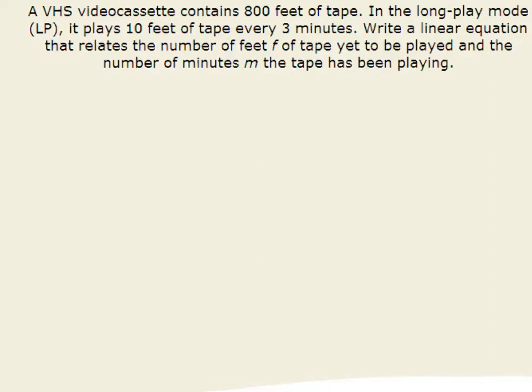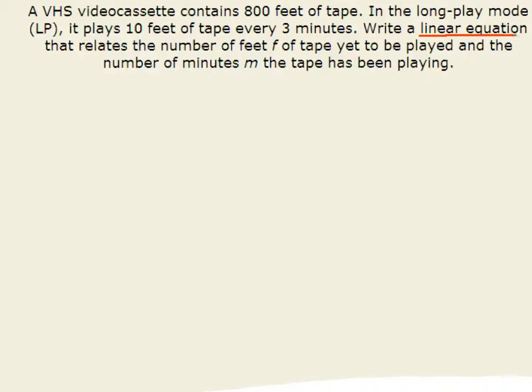A VHS video cassette contains 800 feet of tape. In the long play mode, it plays 10 feet of tape every 3 minutes. Write a linear equation that relates the number of feet, f, of tape yet to be played and the number of minutes, m, the tape has been playing. Now, this might sound kind of scary, but let's break this down.